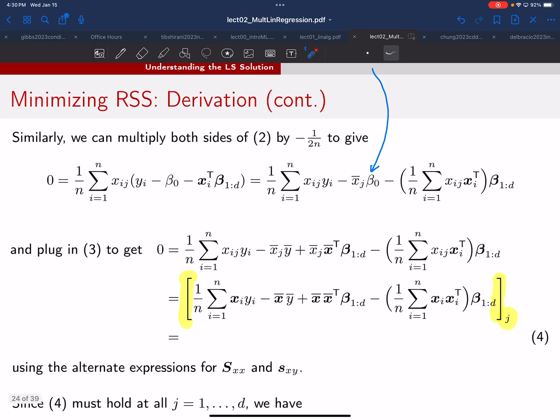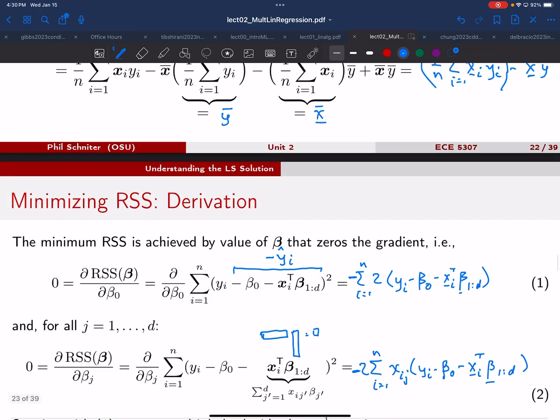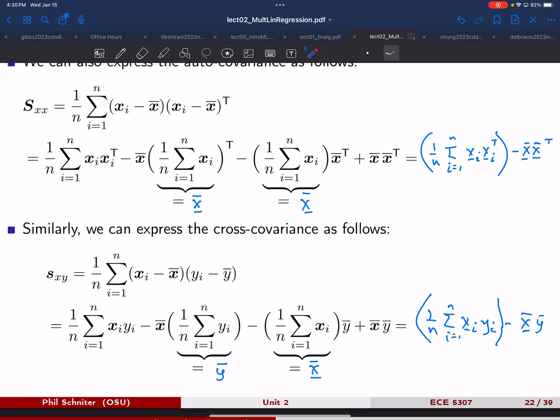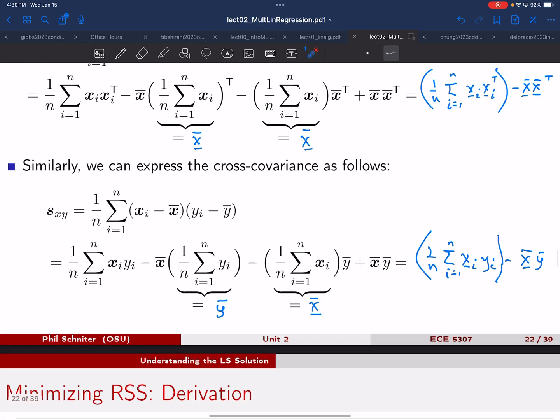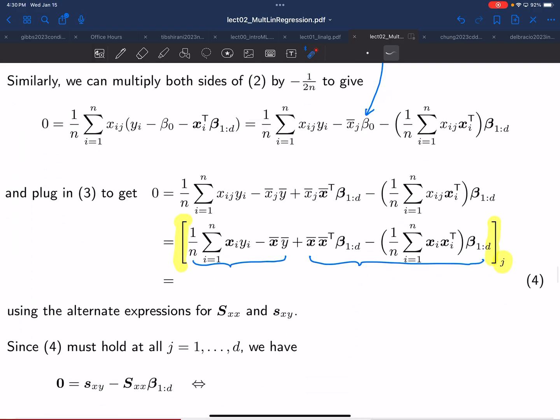The last thing we can do is look at these quantities and see if we notice anything familiar. Let's look at this, and let's look at this. Do you remember these expressions that we derived a couple pages back? Let's look at this one. SXY was the average of the xi, yi's minus the means. So here I have the average of the xi, yi's minus the means. So this is that vector SXY.